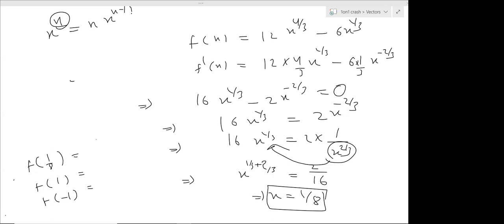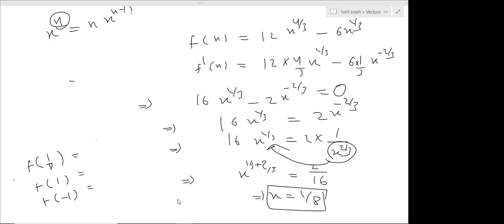f of 1 is maxima and f of 1 by 8 is minimum. Already got the answer. Right, f of 1 is maxima. Absolutely correct. So this is what the first derivative test is. I hope this is clear. All right.